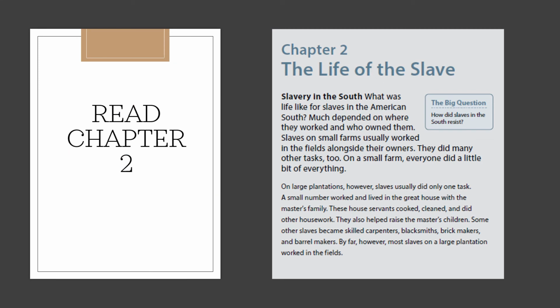So now you're going to read chapter 2, and chapter 2 is all about the life of the slave, really focusing on how slaves started to resist in the South and form an uprising against their slave owners.